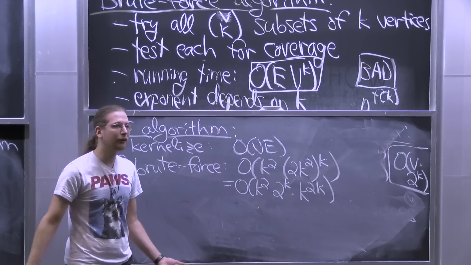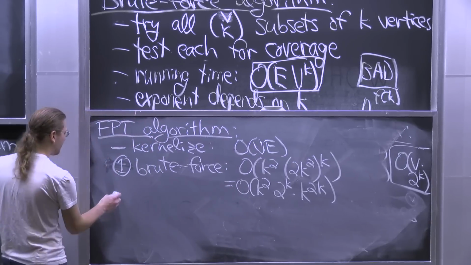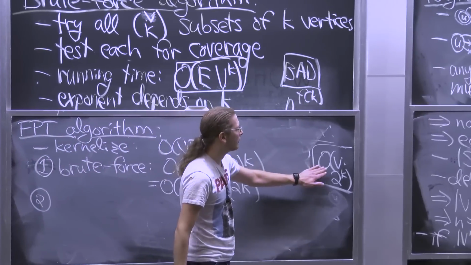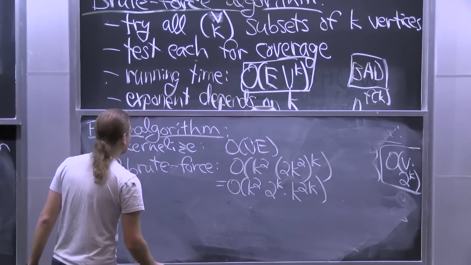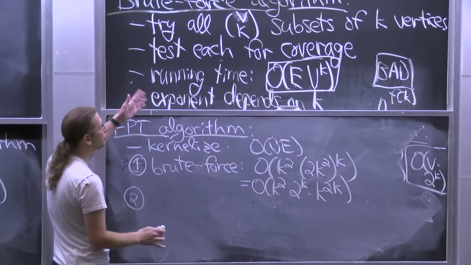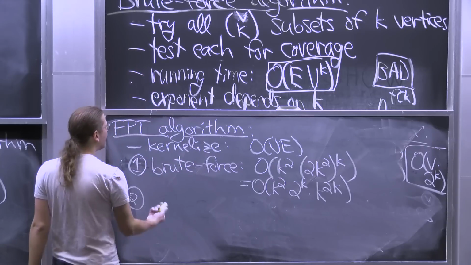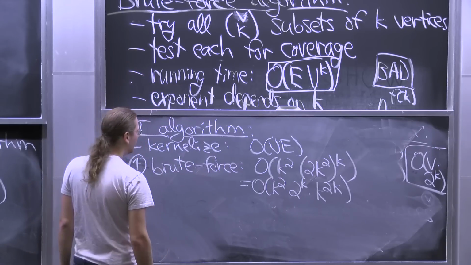Not bad. Overall running time is VE plus this. It's a function of k. It's exponential. But we have a better algorithm. We have this V times 2 to the k running time, so we might as well use that one. But the point is, once you kernelize, you can use pretty stupid algorithms, and you still get really good running times. We'll get a slightly better running time using the bounded tree search.